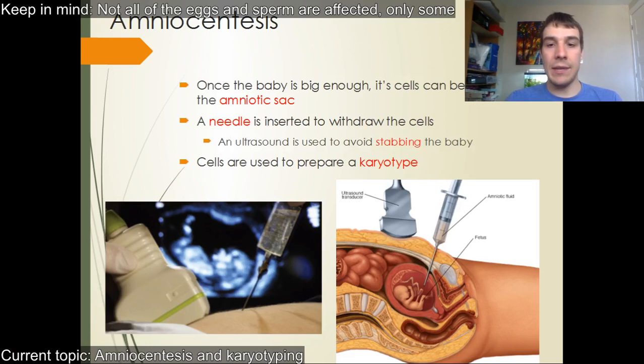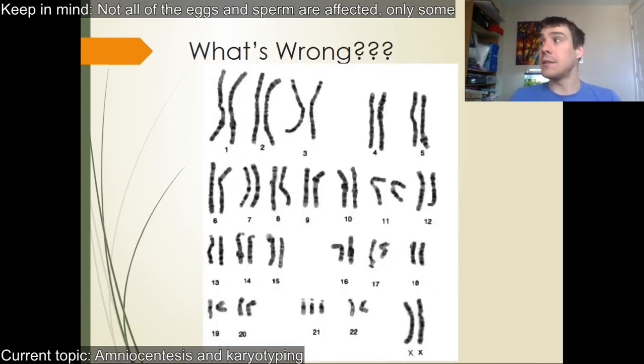So they might pull something out, and they'll have this karyotype. And the question is, what's wrong? So I'll do the same 5-second thing. Pause the video if you need more than 5 seconds. But here we have the chromosomes, always the sex chromosomes at the end. So this baby is a little girl, which is nice. I'm going to do the 5-second countdown. 5, 4, 3, 2, 1.